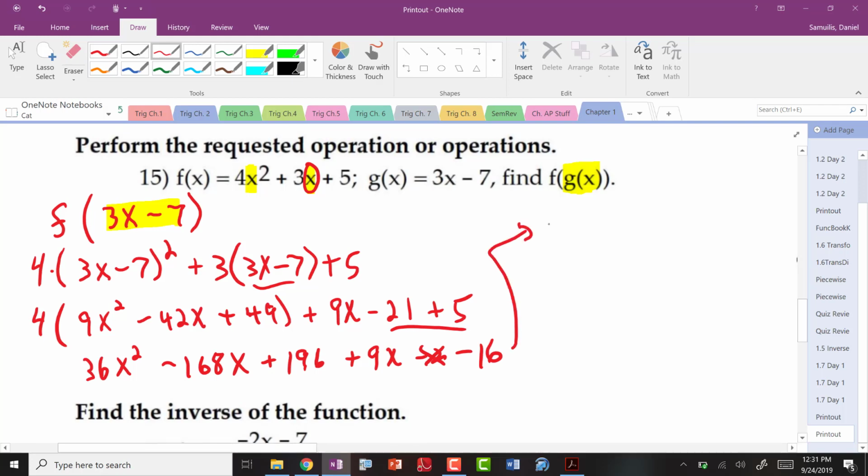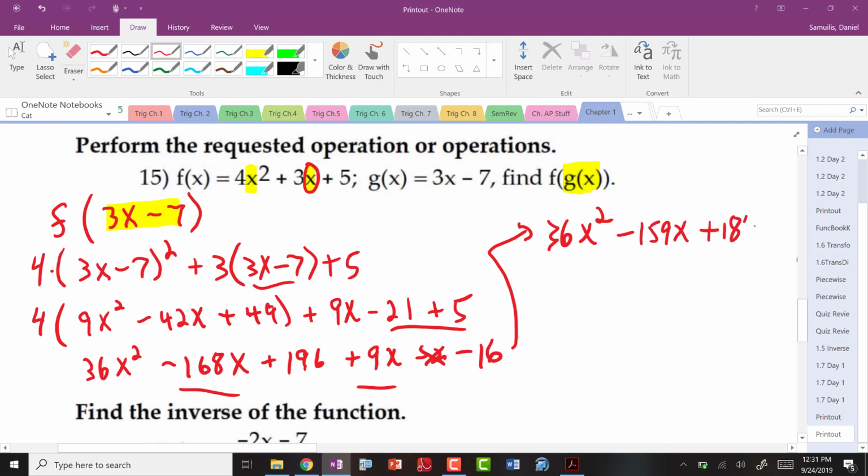All right. And then 36. This is all without a calculator, by the way. So there's my excuse if I don't. And then negative 168 plus 9 is negative 159. I must have said 7. Sorry about that. And then plus 180.